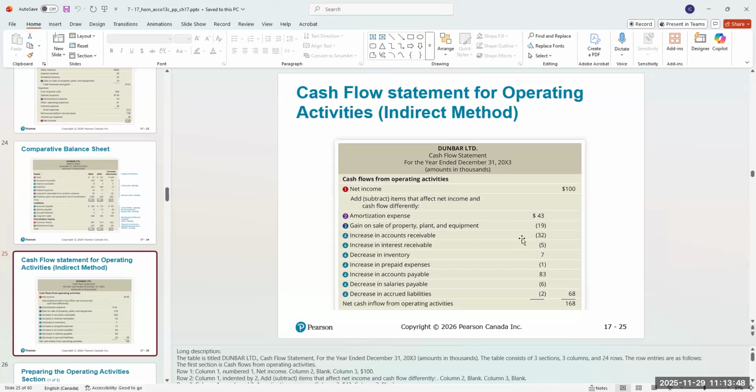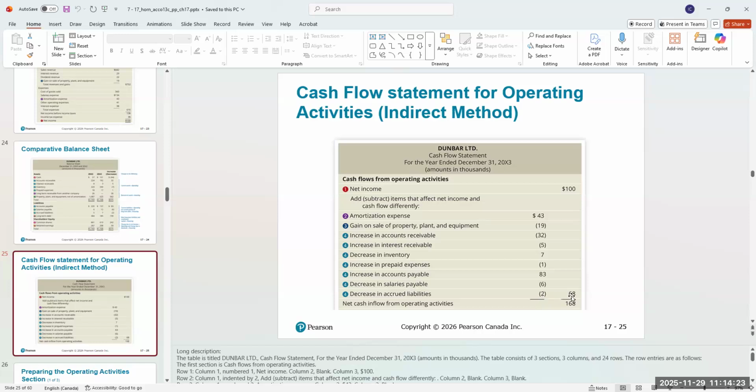We have an increase in accounts receivable, which is reducing our cash by $32. We have an increase in interest receivable, which is a reduction in our cash of $5. Decrease in inventory, which is positive for our cash, $7. Increase of prepaid expenses, negative $1. Increase in accounts payable, since we're not paying accounts payable, we're saving the cash, that's $83. Decrease in salary expenses means we're paying extra salary expense, $6. And decrease in accrued liability, $2.